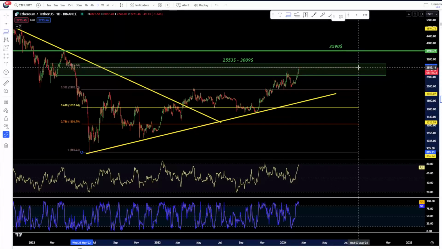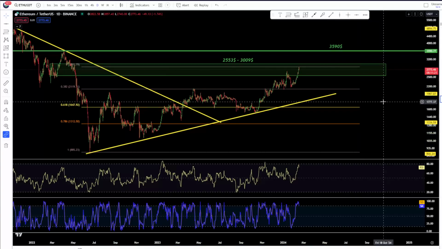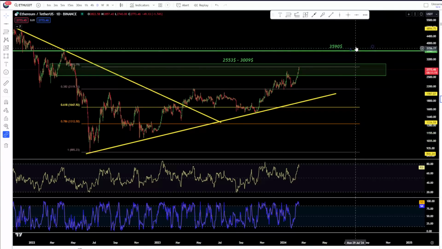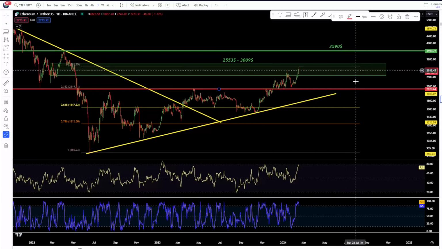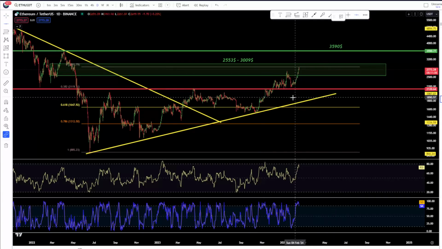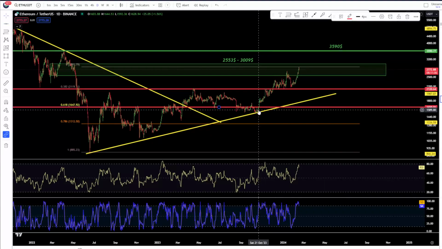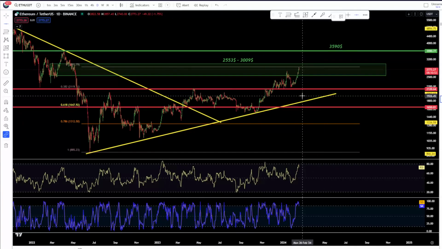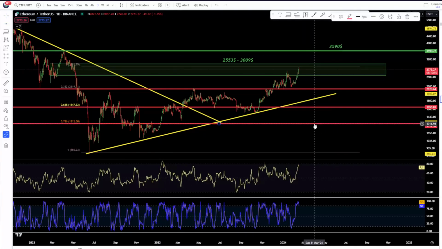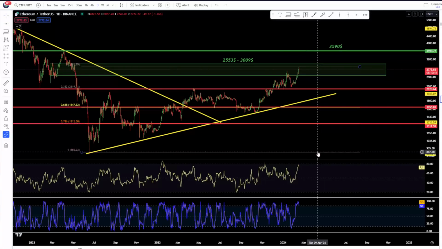Looking the other way, we should identify places of support. And here the first significant support that we should take into account is at the level of $2,120. Then there is support around the price of $1,650, which I consider to be the maximum downward level. But we will further define the potential level of $1,311.